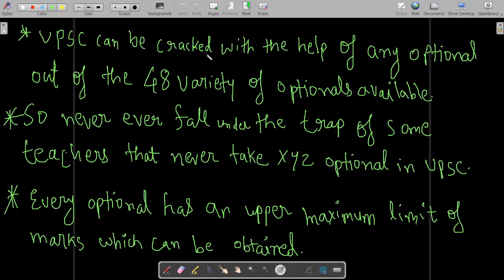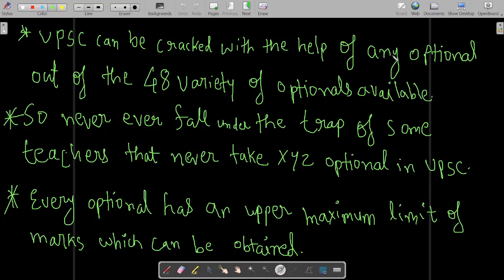So UPSC can be cracked with the help of any optional, whether it is a science optional or a humanities optional, no matter whatever optional it is. With the help of any optional, you can crack UPSC. So never ever fall into the trap of some teachers who say never take XYZ optional in UPSC.